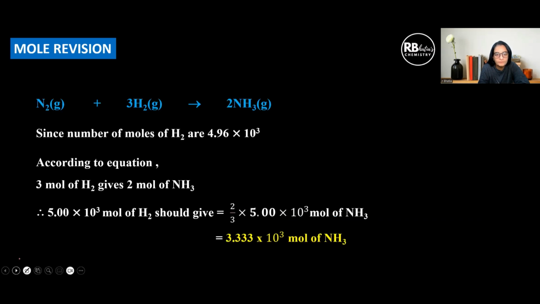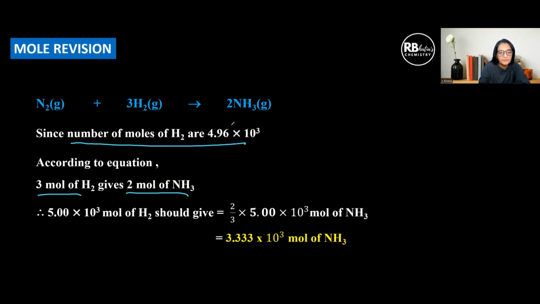Okay, so now the number of moles of hydrogen are 4.96 into 10 to the power 3. According to this equation, 3 mole of hydrogen give 2 mole of ammonia. This is not 4.96 children, this is 5. This is the number of moles of hydrogen we have.